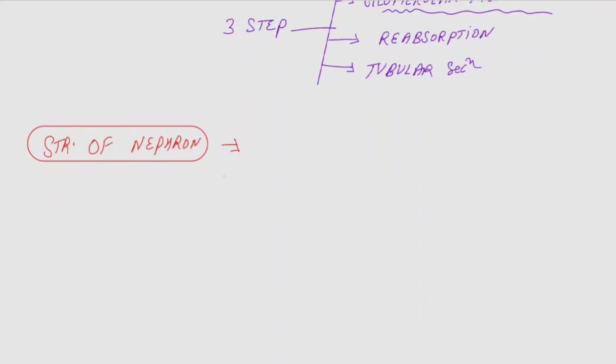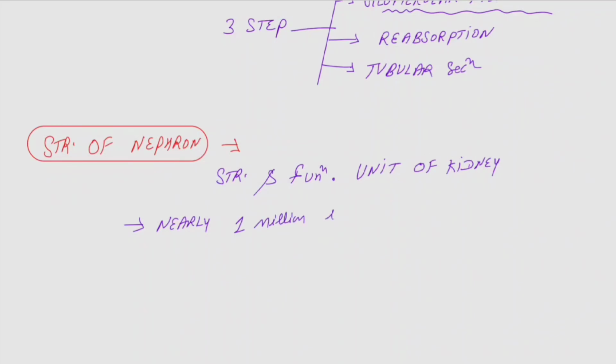What is the meaning of nephron? Where is nephron present? Structural and functional unit of kidney is known as nephron. Nearly 1 million in one kidney.